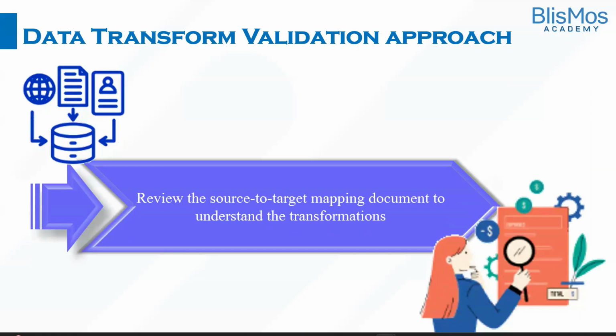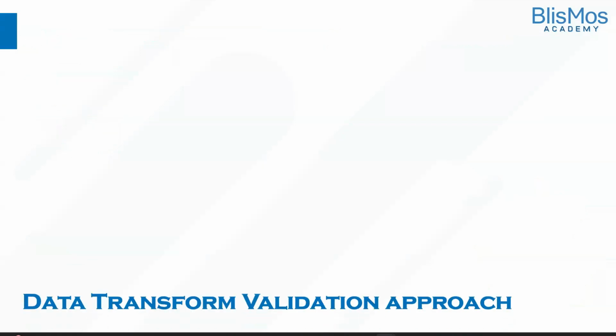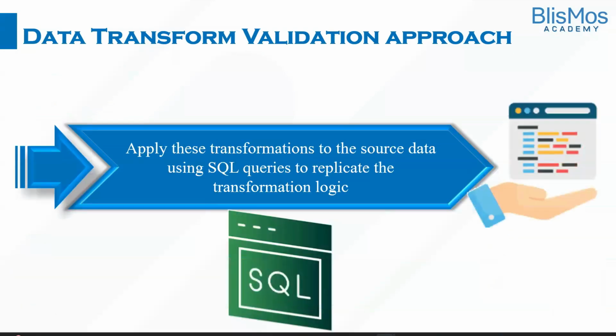First and foremost thing is you have to review the source to target mapping document. If you recollect, we have already discussed how would be the requirement document. One of the core documents in requirements is source to target mapping. You got to review that, understand the mapping between the source to target. Once you understand the source to target mapping, you got to apply the logic. So apply those transformations to the source data using SQL queries to replicate the transformation logic.